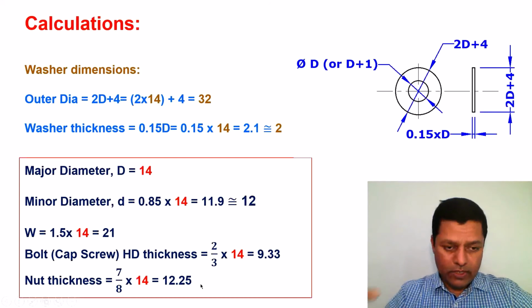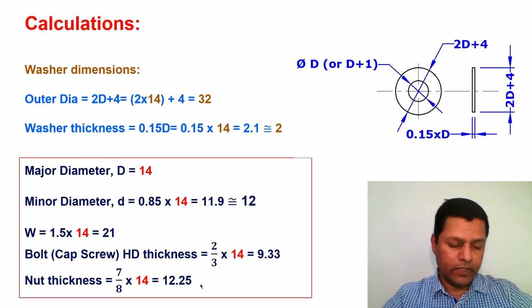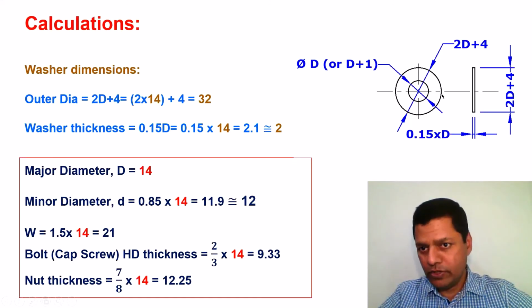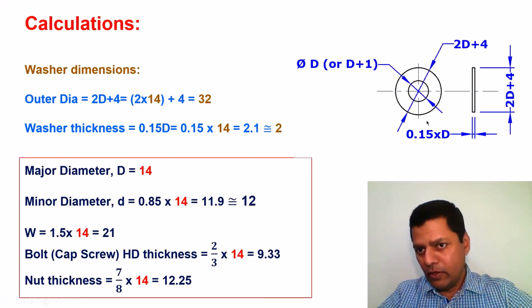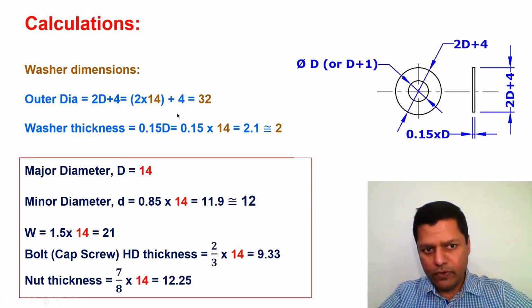Also we are using the washer with the stud. Along with the nut we are also using the washer. We call it varda in Arabic. For the washer we have the outer diameter, then the inside diameter and the thickness. For the outer diameter, the standard dimension in the ISO specification is 2D plus 4. D is the major diameter, so 2D plus 4 will be 32. So the outer diameter will be 32.